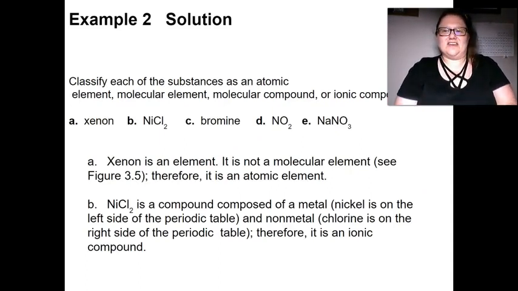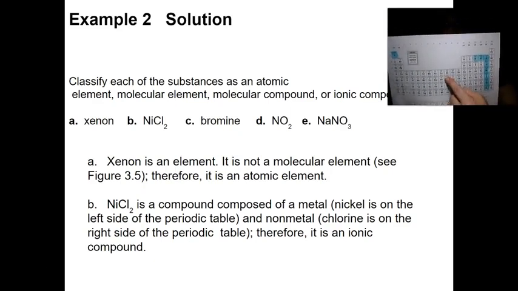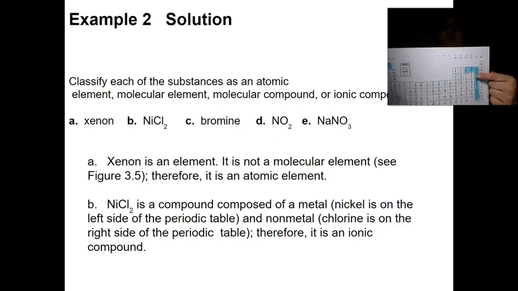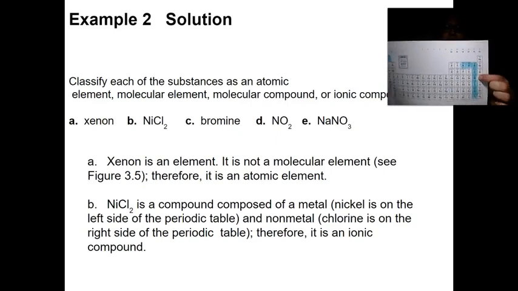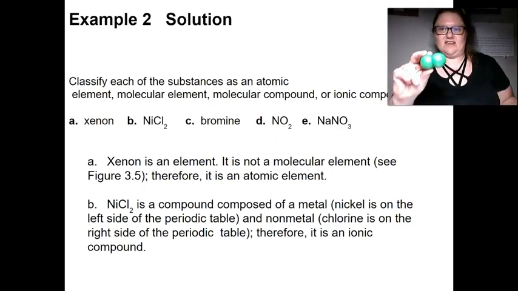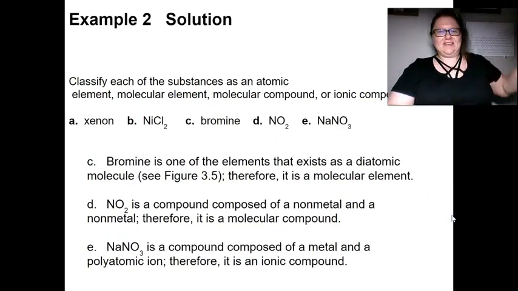So xenon is just an element. It's group 8A, so it would be an atom, atomic element. NiCl2, so we have the periodic table. We would find on here, where is each one? Okay, nickel is a transition metal right in the middle, so he has that last name of metal. And chlorine is a nonmetal, so metal, nonmetal, it has to be ionic. Okay, bromine is a nonmetal, but it's in that colored number 7 we drew. So bromine would exist as a molecule, diatomic. That's on this slide. Okay.